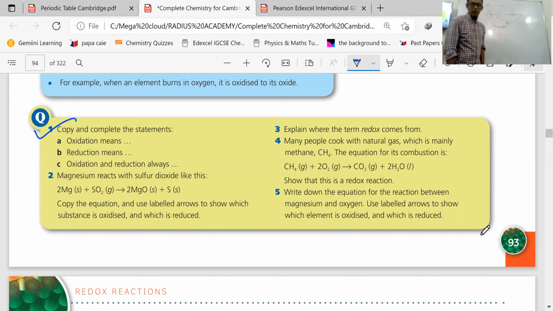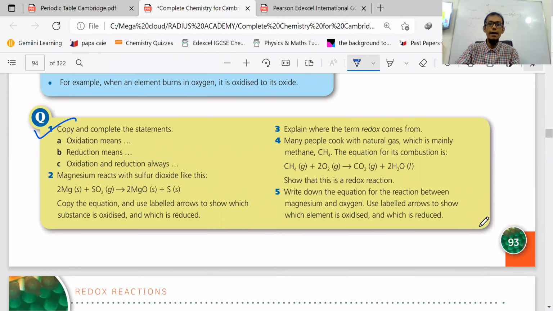Fine. Number 4: many people cook with natural gas, which is mainly methane. Another gas burner we use, methane gas. The equation for its combustion is this. Show that this is a redox reaction, and it's very easy. Methane is gaining oxygen and forming carbon dioxide, and oxygen is the opposite one, which should undergo reduction, right? Methane is oxidized. That you understood, right? The opposite thing is reduced. The other reactant is reduced. That's how it is said. Fine. Methane is oxidized.